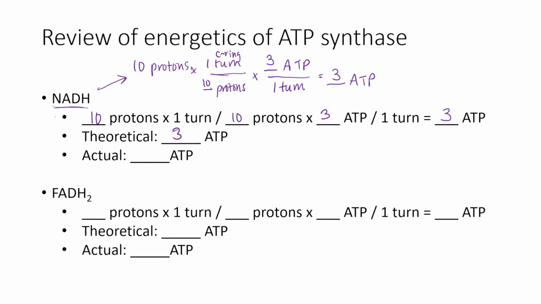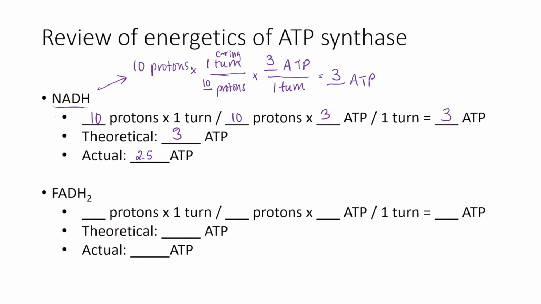So does anybody know the actual number of ATP you get for one NADH? It's more than that. Yeah, it's about 2.5. So that's not a number you can calculate. That's a number you have to remember, because the theoretical one you can calculate. The actual one is a little bit less.